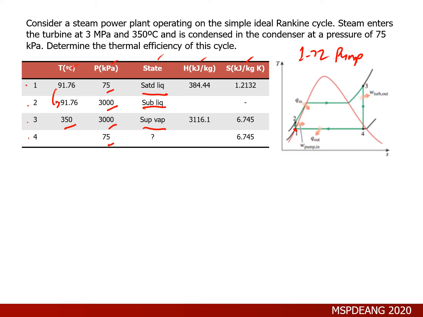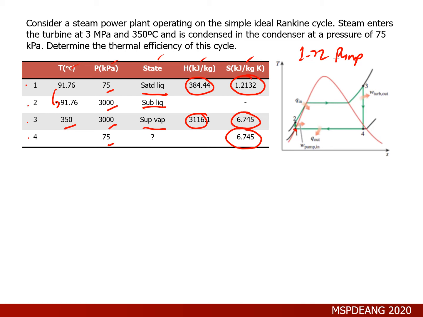So with this, alam natin yung specific enthalpy ni state 1 kasi fully defined yung state niya. And alam na rin natin si state 3 kasi fully defined yung state niya. And we can now approximate, syempre, na isentropic expansion si 3 to 4. So with this, alam natin na yung specific entropy ngayon ni state 4.